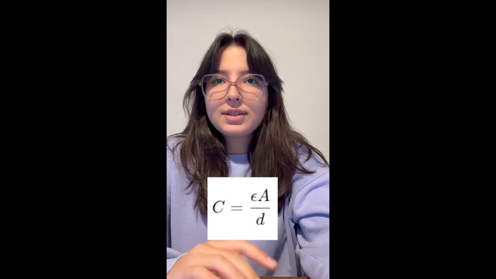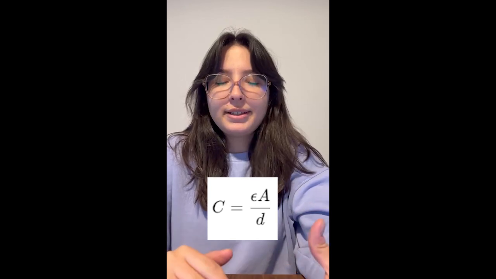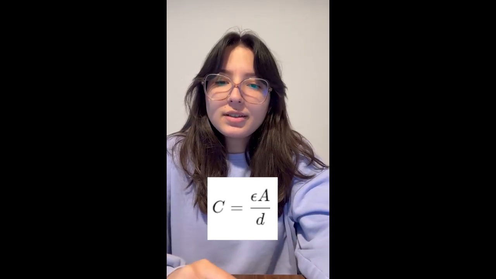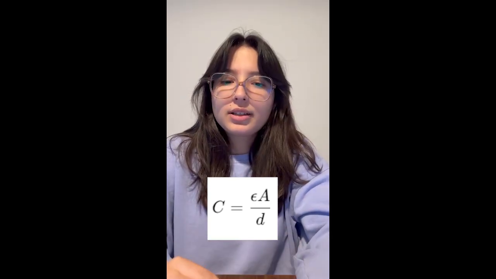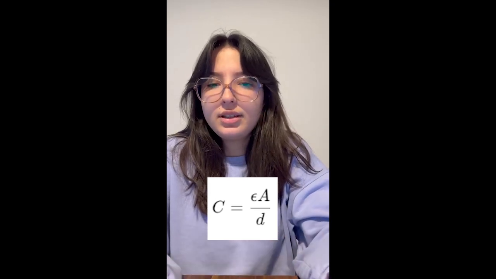So let's start with what is capacitance. Capacitance is the ability to store electrical charge. It can be seen in things like capacitors, and the capacitance can be measured by C equals E multiplied by A divided by D, where C shows the capacitance, E shows the permittivity of the dielectric material, A is the area, and D is the distance. So in my experiment, I change these parameters and observe their effect on the capacitance.